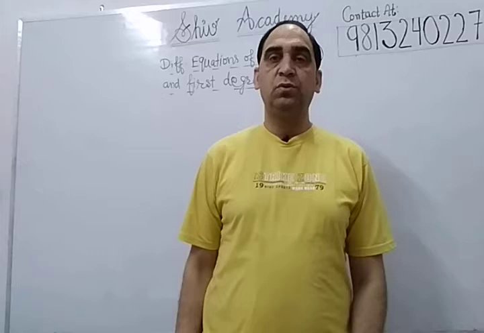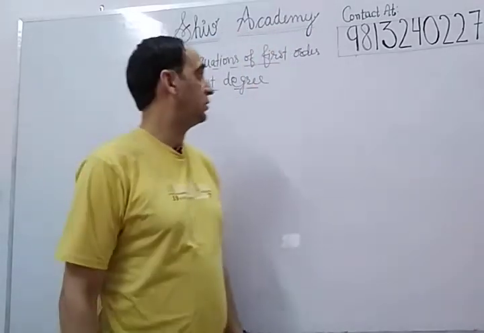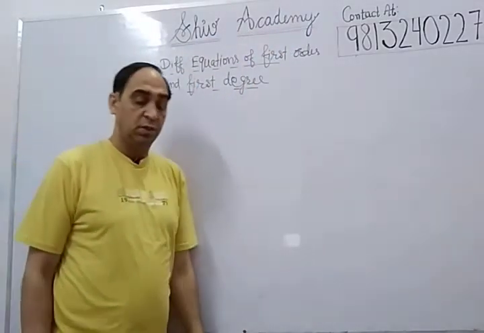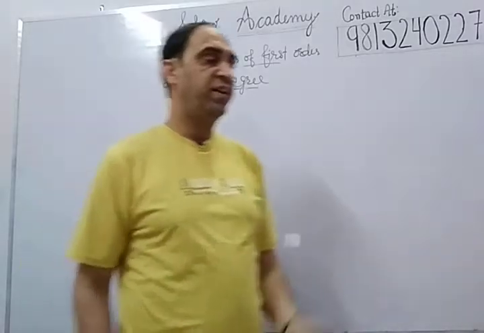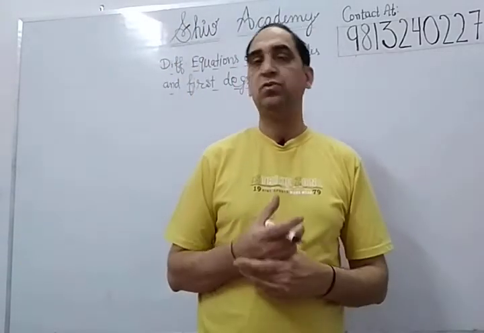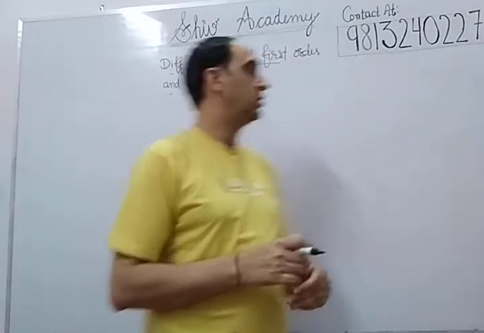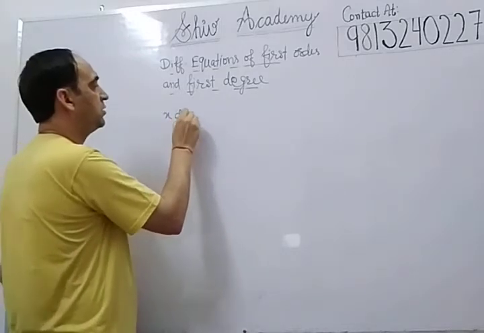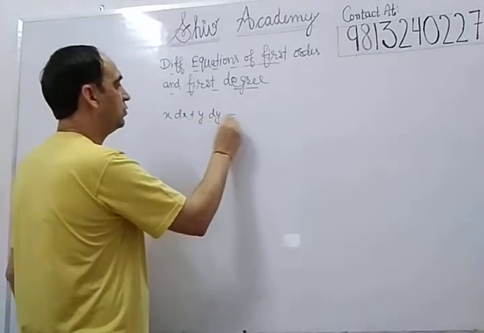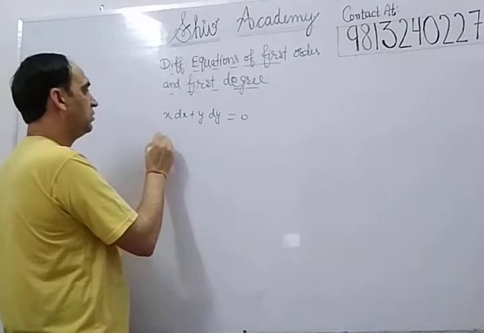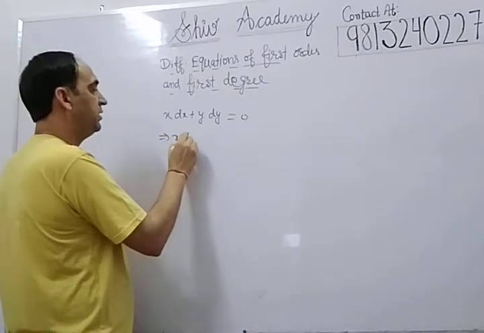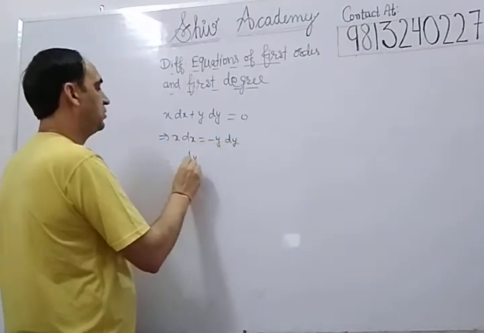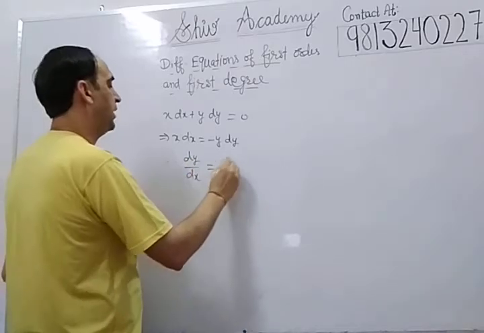So, dear students, in today's lecture, I am going to start the topic of differential equations of first order and first degree. Okay. So, you know very well what we mean by differential equations of first order and first degree. Suppose I am taking x dx plus y dy equal to 0. If you look at this equation, we can write it as x dx equal to minus y dy. So dy by dx is equal to minus x upon y.